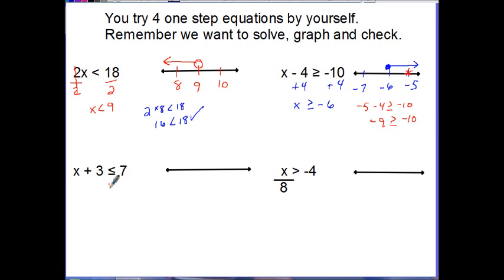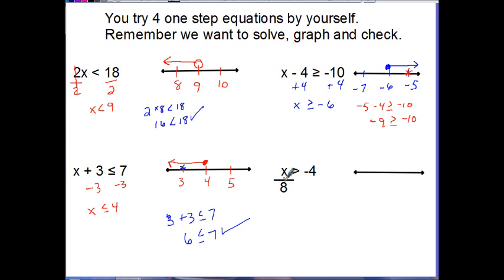Our next one. First thing I'd want to do is I would want to subtract 3 from both sides, which leaves me with x is less than or equal to 4. 4 goes in the middle, 3 on the left, 5 on the right, closed dot, pointing to the left. I go ahead and check. Plug in 3. Is 3 plus 3 less than or equal to 7? Absolutely. 6 is less than 7. It checks out.